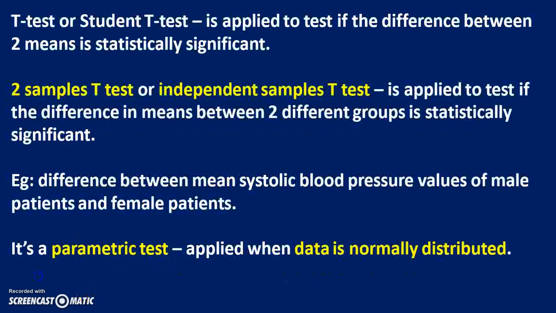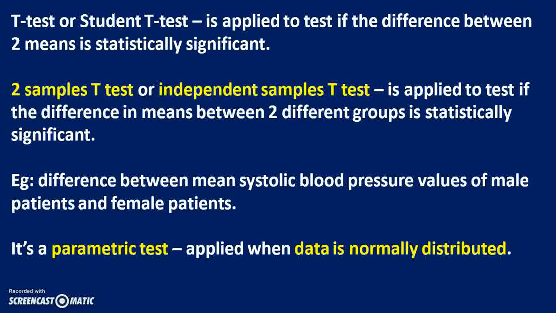T-test or student t-test is applied to test if the difference between two means is statistically significant. Two sample t-test or independent sample t-test is applied when the difference in means between two different groups or two independent groups is to be tested to know if the difference is statistically significant.